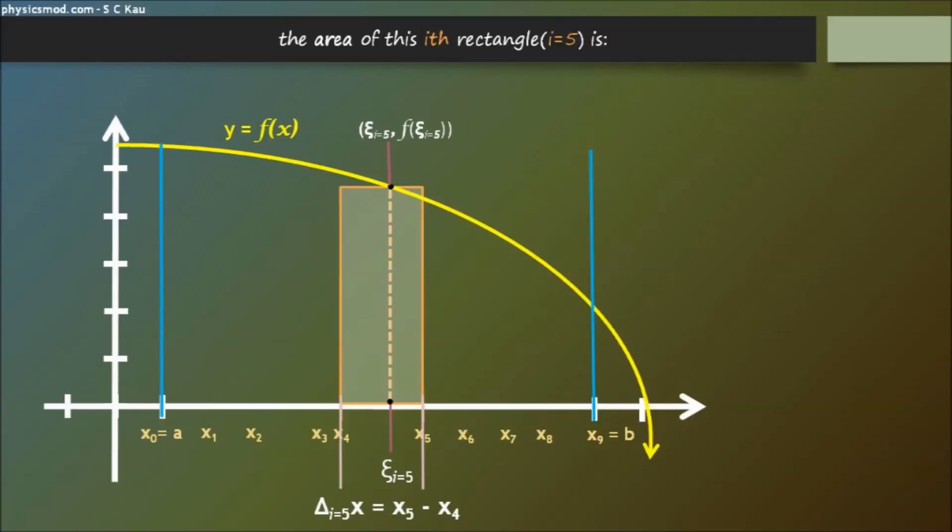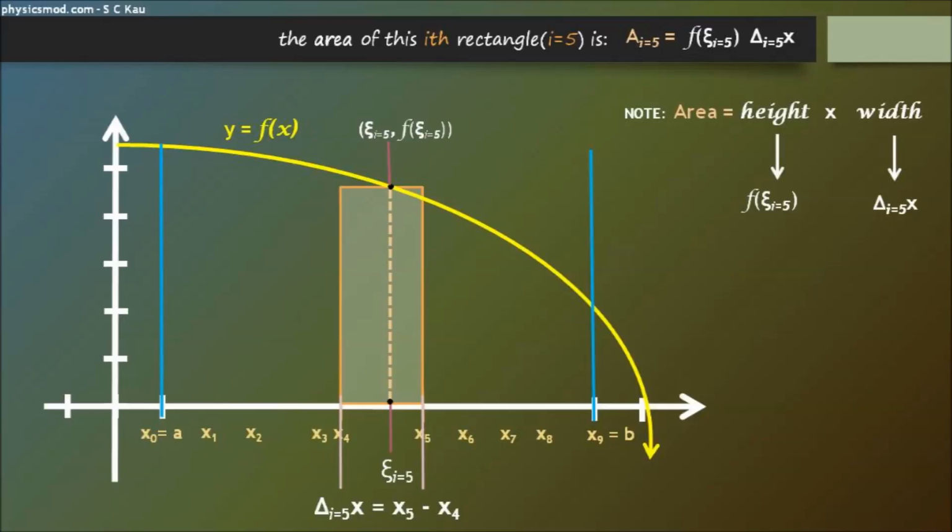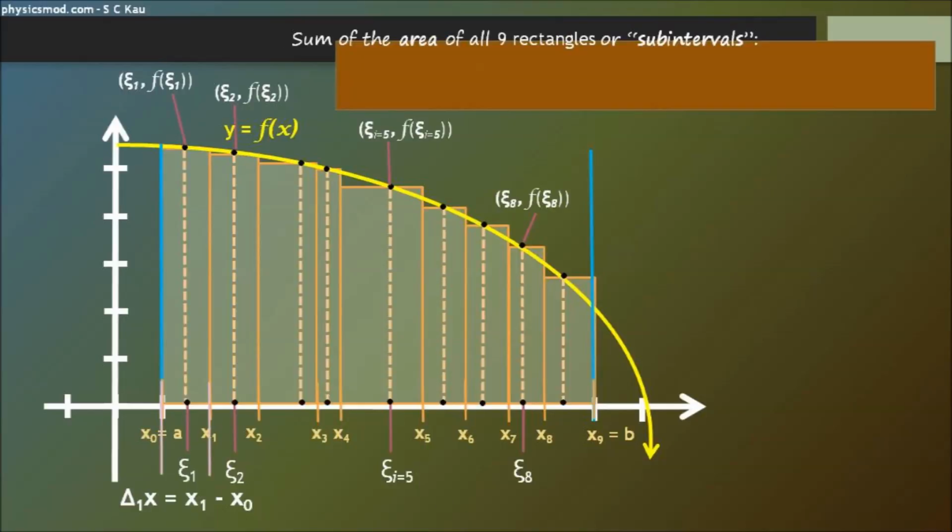Let's consider this rectangular element. The area of a rectangle is height times width. The height of this rectangle is f of psi 1, and delta 1x is the width. Now if we sum up the areas of all 9 rectangles, we will have this expression.